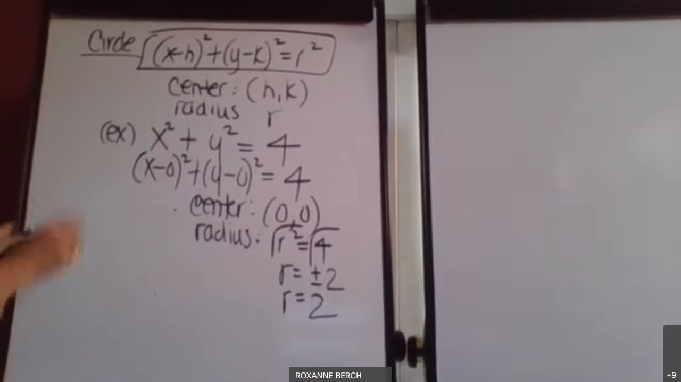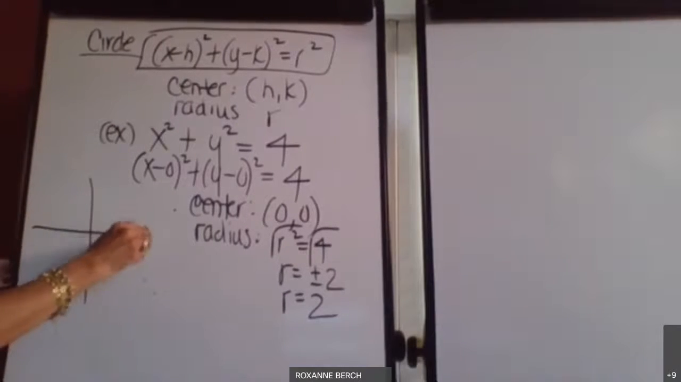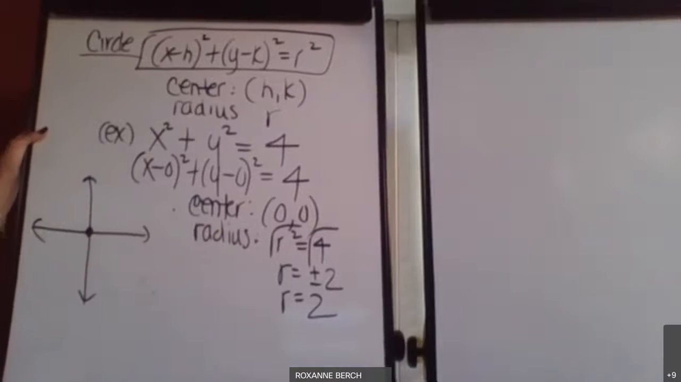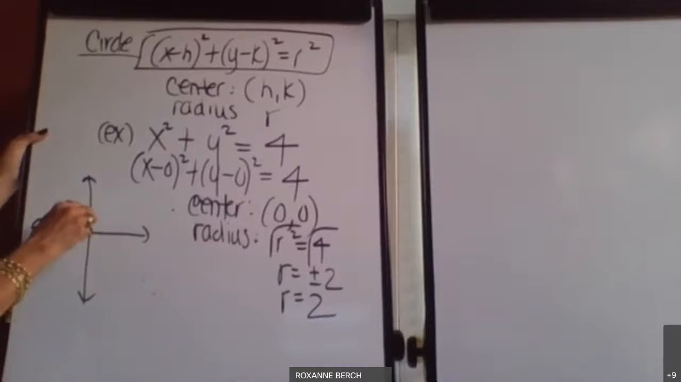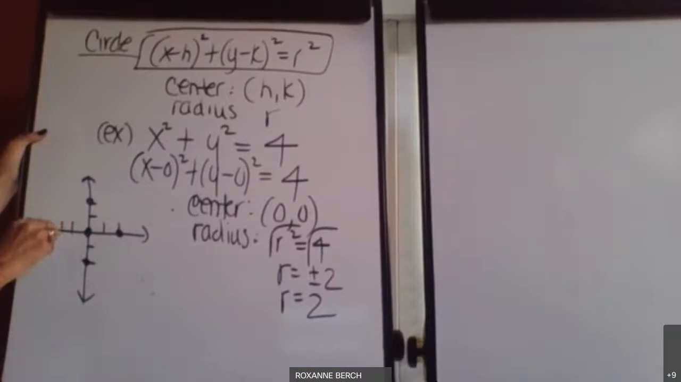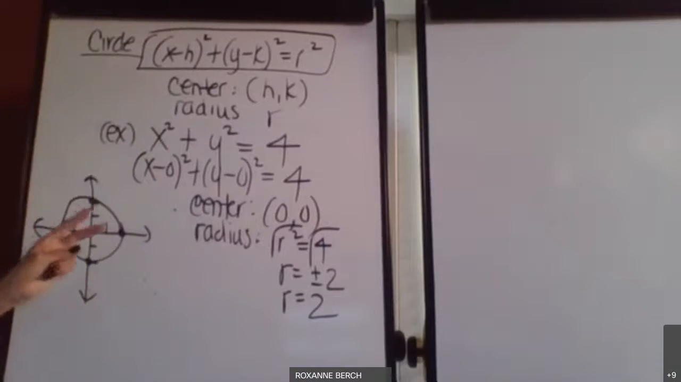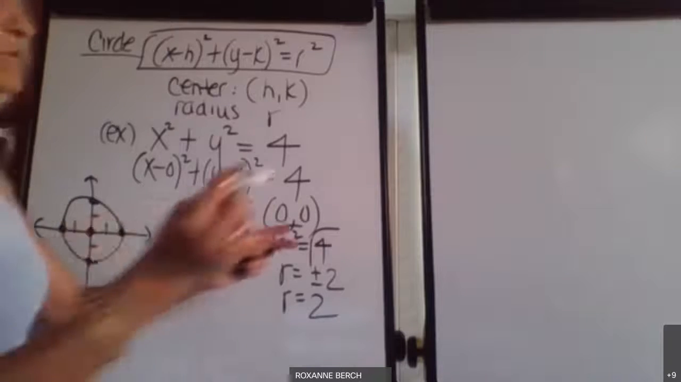So watch how easy this is to graph. The center is at (0, 0). And the radius, you're going to go up 2 and make a point, right 2 and make a point, down 2 and make a point, left 2 and make a point, and draw the circle. Now we're going to have inequalities. I'm just showing you how to graph the equation of the circle. Let's do another one.